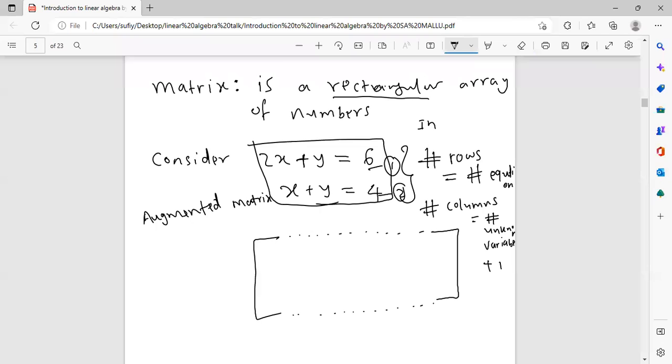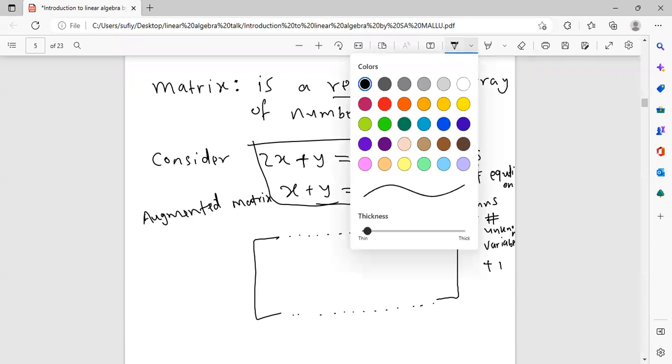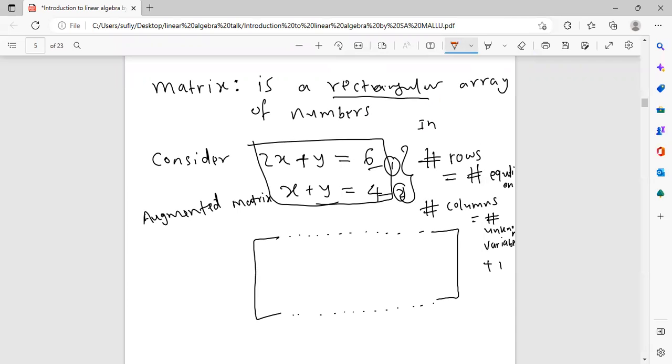So I'm just going to use a different color so that you guys know the difference here. Now, this would be row 1, and this would be row 2. Since we have 2 equations, we're going to have 2 rows in the matrix. Let us ask ourselves questions. How many variables do we have? We've got 2 variables, as you guys can see.